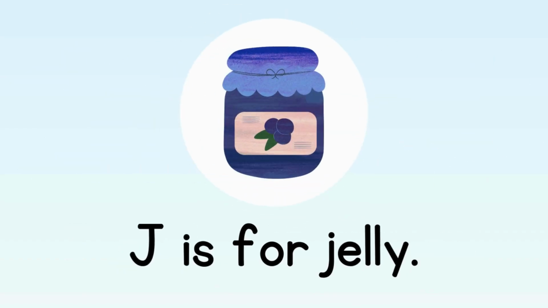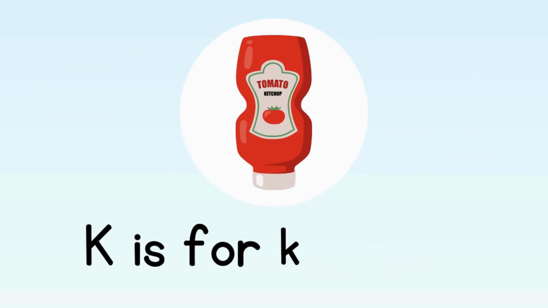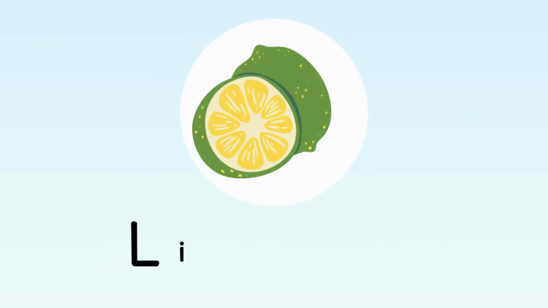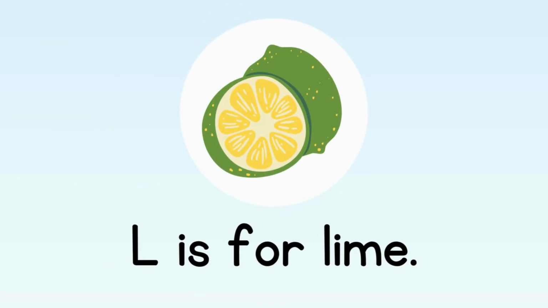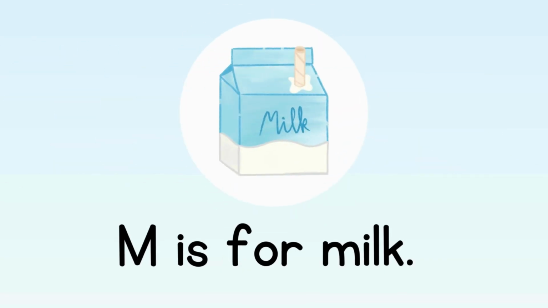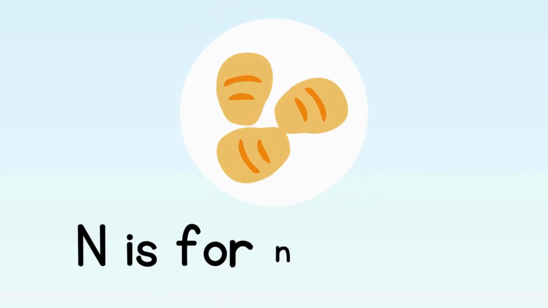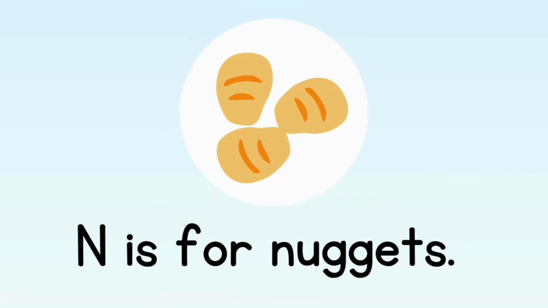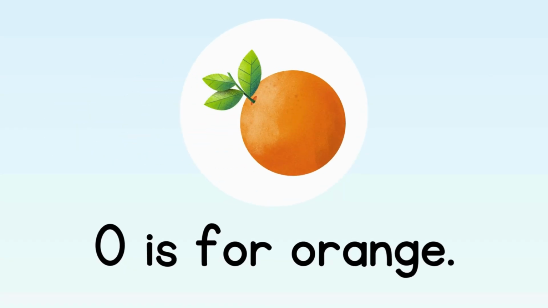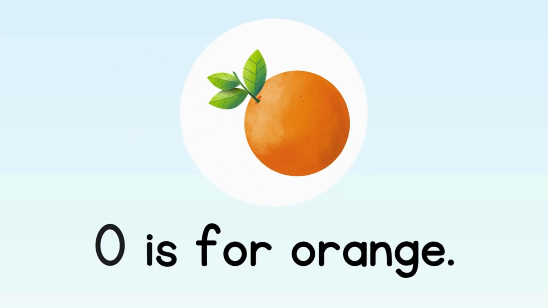J is for jelly. K is for ketchup. L is for lime. M is for milk. N is for nuggets. O is for orange.